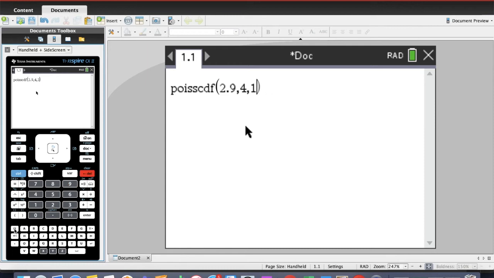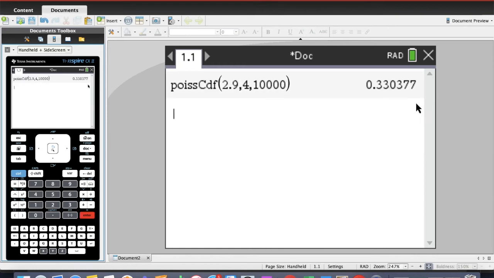And so I'm just going to put in 10,000. That should be a large enough number. The reality is that the probability of getting anything more than 10,000 goals is infinitesimally small. That should make sense, since you're not going to get that many goals in a game. The probability is so unlikely that it's not really going to make a huge difference. And sure enough, when we push enter, we get 0.330, which remember is what we got when we were trying to answer this question in the first place.